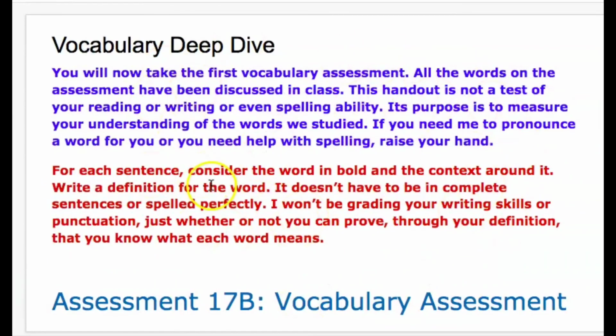For our vocabulary deep dive, we will not be going into an actual lesson. Rather, we will be taking a vocabulary assessment. This is going to be assessment 17B and will be uploaded in Schoology for you to take.